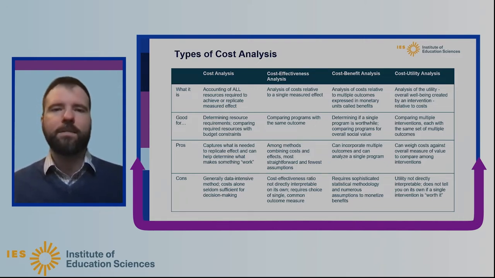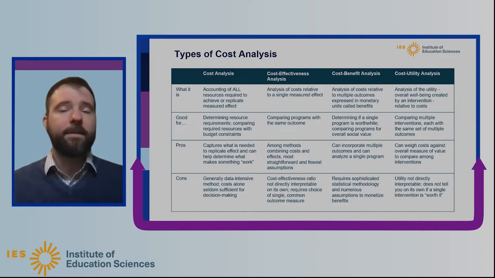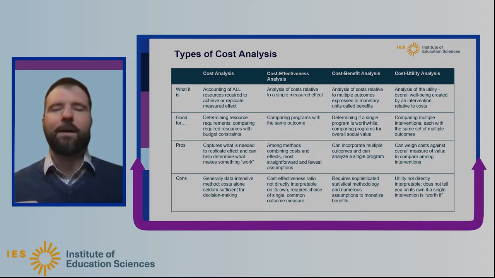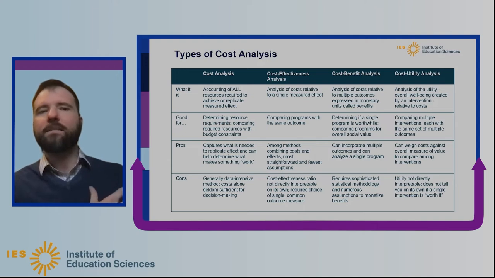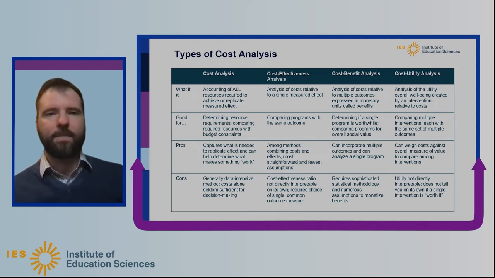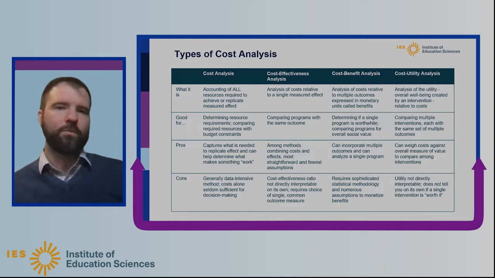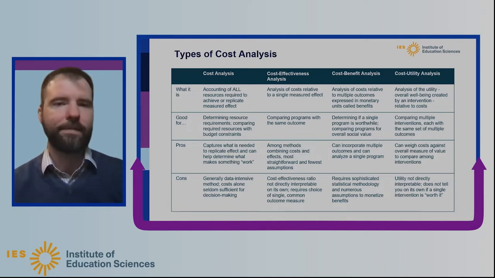include multiple outcomes, then you might consider cost-benefit analysis, which allows you to incorporate several different outcomes based on how much society values them in monetary terms, which is what we call benefits. And that can tell you whether a single intervention on its own is worthwhile, in addition to ranking interventions.